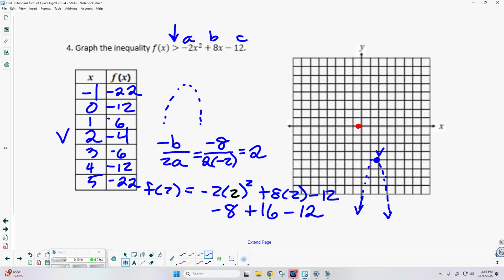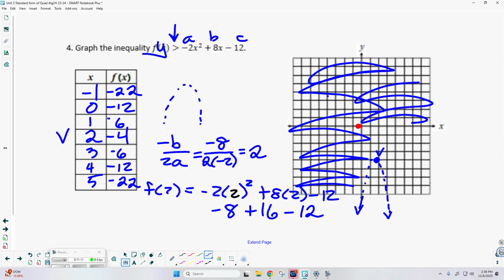Okay. Now, the only thing I have left is what? The shading. Well, how do I know if I shade above or below? What's that? Okay. So we have y is greater than. So that means we're going to shade where? Above. So where am I above this curve? Everywhere outside. So the only place we're not shading is inside that tiny little quadratic. All right. Anything else?